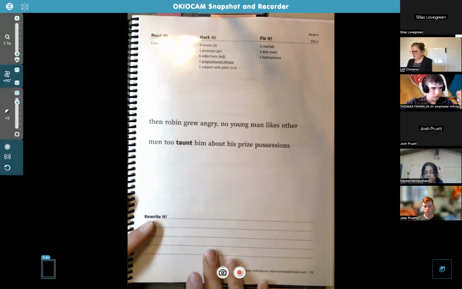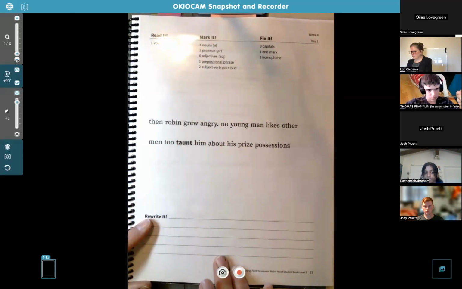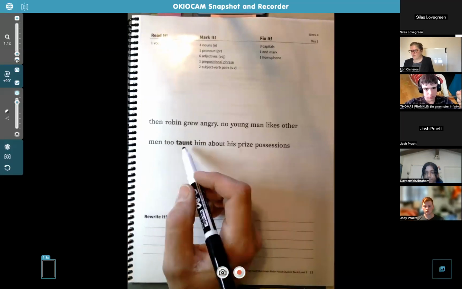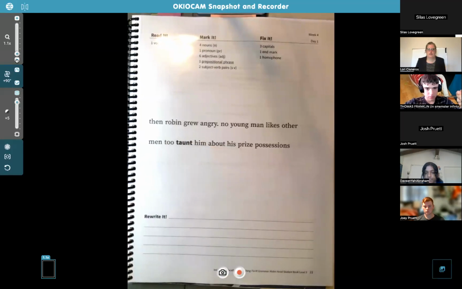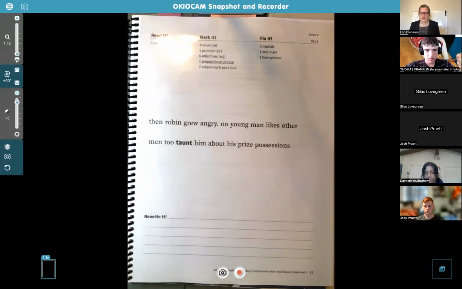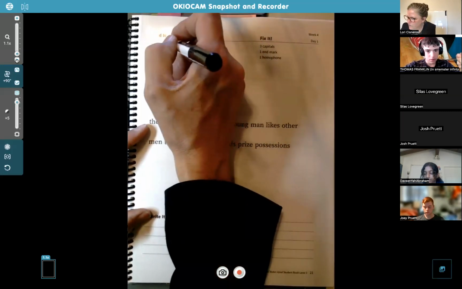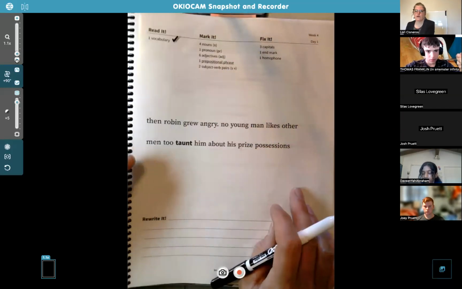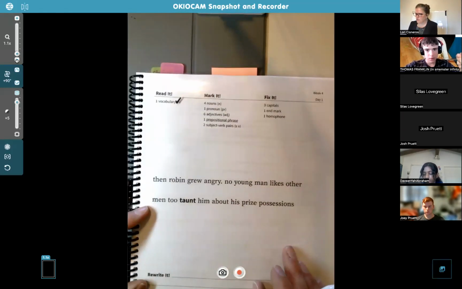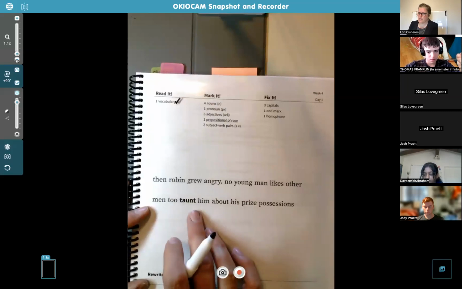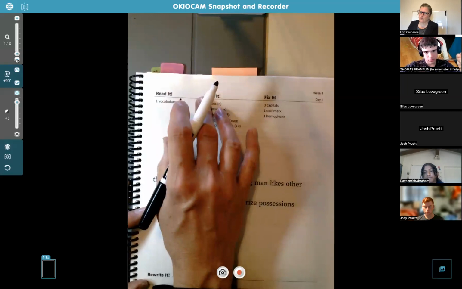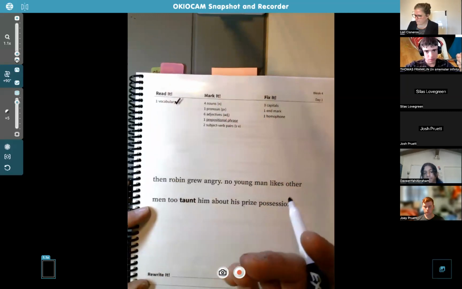Then Robin grew angry. No young man likes other men to taunt him about his prized possessions. Good. So taunt is our vocabulary. It's in bold. And it means to mock or tease, or actually more like provoking someone, probably to anger mostly, but to taunt is to mock someone. Okay, so we know what the vocabulary is. Put a check. If you ever come across one that you don't know, look it up. Make sure you understand what the vocabulary word means. And we check it, indicating we know what it means, so we can move on.